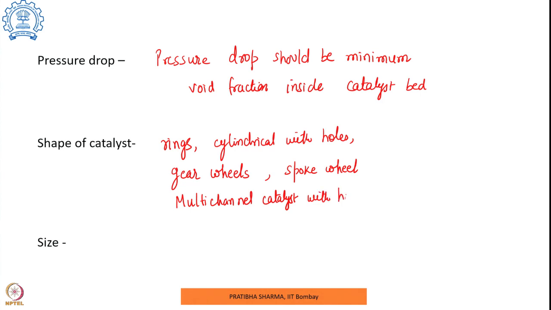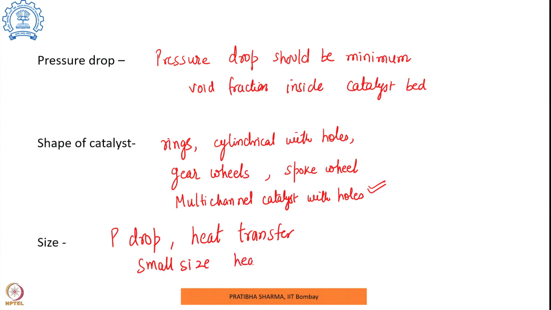They all have holes so as to have the required flow of the gases inside. Most widely used one are the multi-channel catalyst having several holes. Size again is important here. The size determines the pressure drop, at the same time it will also determine the heat transfer across the bed. Now, for example, if size is lower, for small size of the catalyst, heat transfer will be better. But at the same time, pressure drop will be higher.